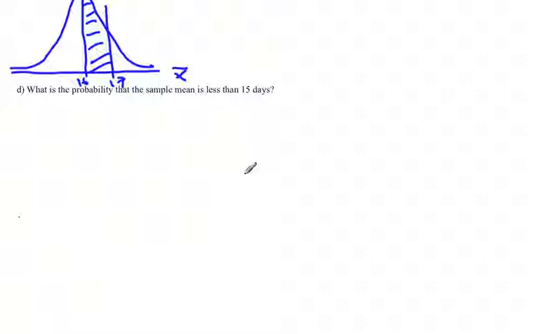Now let's do one more. What is the probability that the sample mean is less than 15 days? So again, we want to rewrite this in a mathematical statement. Probability that the sample mean is less than 15. Again, you want to draw a picture. The center of this picture is 16. 15 falls to the left of it. And we want to be less than, so we're going to shade to the left.